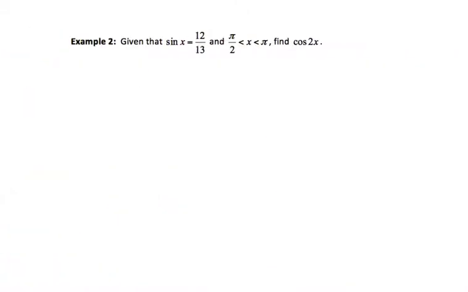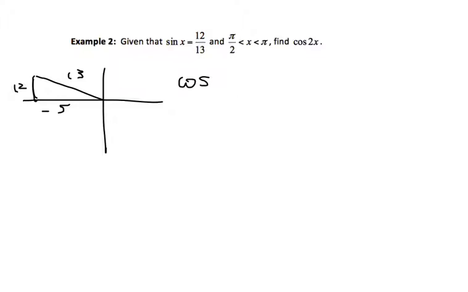Okay, this type of problem, we're told now where our angle is. Again, we're in the second quadrant. Find cosine of 2x. So very, very similar. Now we know 13, 12. So that means that 13 squared minus 12 squared, I think that's going to end up being 25, so this side ends up being 5. And that's, of course, negative.